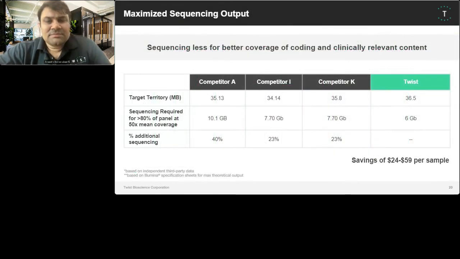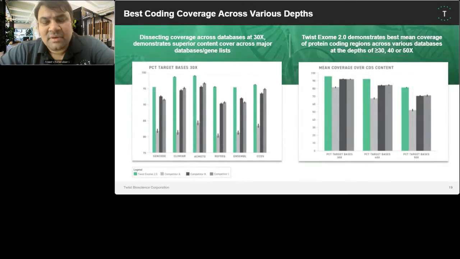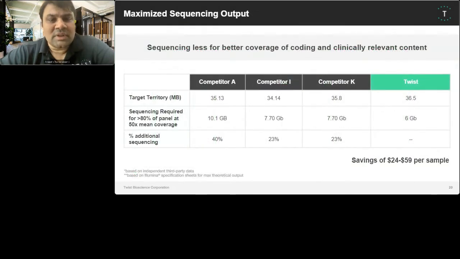And all this, and again, as I said, all these metrics up here we achieved based on, it's a holistic achievement based on the coverage, the design, the workflow, and the QC process that we have in place. And all these things eventually lead to one thing, right? How much are you saving with Twist?